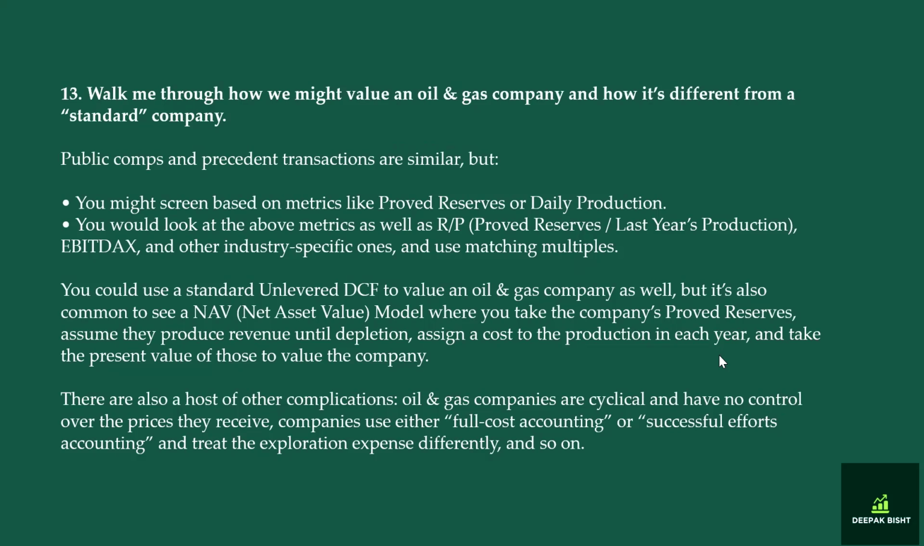And you screen using metrics like proven reserves, production rate, R/P, which is new, proven reserves divided by last year's production, EBITDA multiples we have talked about, and you build a net asset value model to adapt a DCF to reflect the declining production and no perpetual growth.